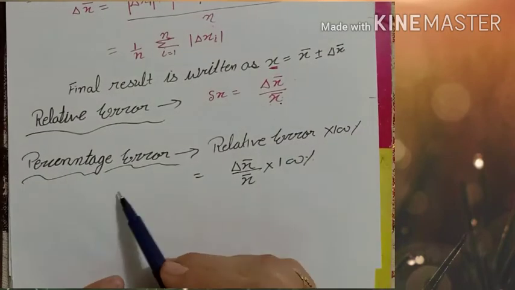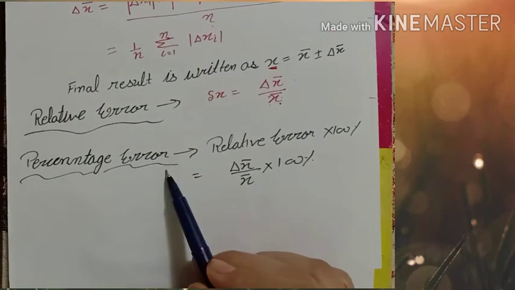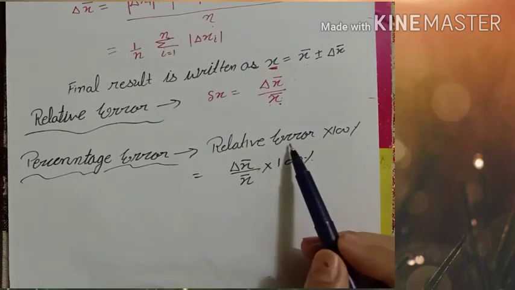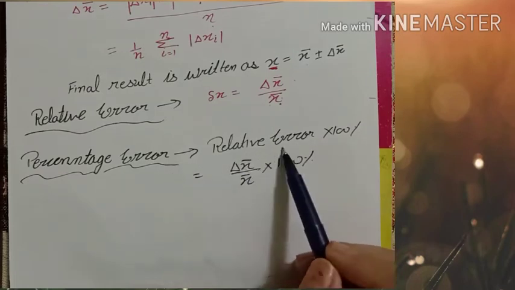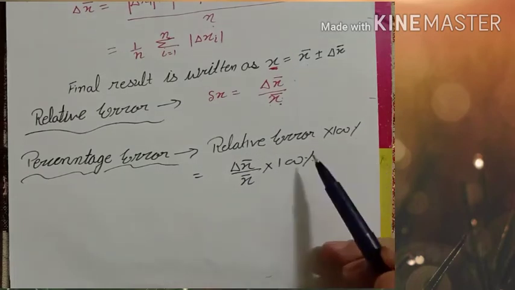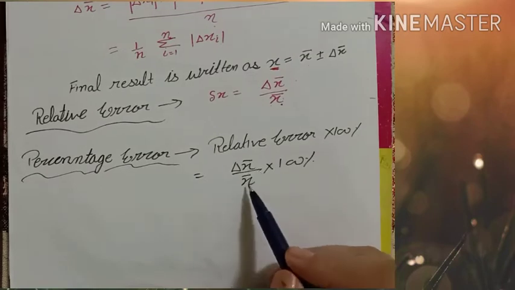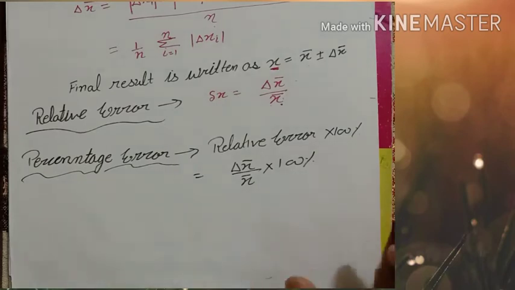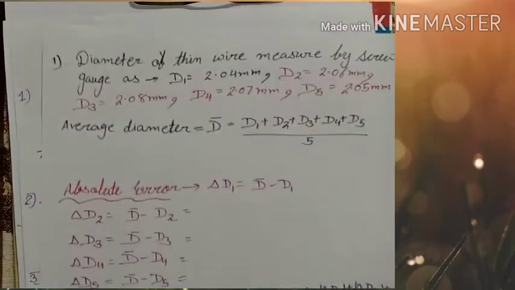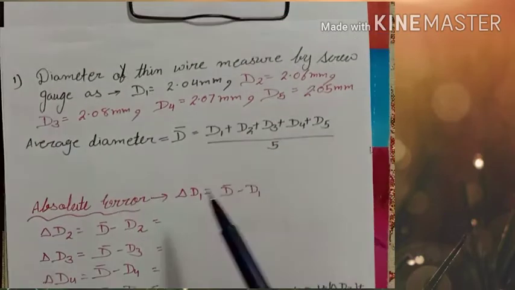Next is the percentage of error. Then percentage of error we will find out by the relative error, so it can be given by the relative error into 100. So we can write delta x bar divided by x bar into 100 gives the percentage of the error, right? Next, now we take an example for that.